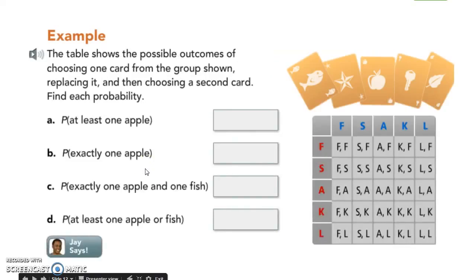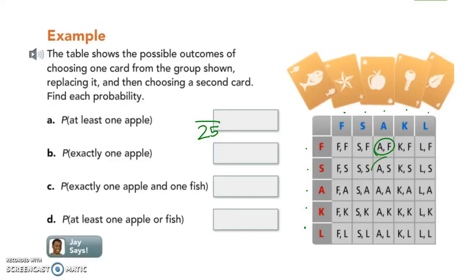Okay, looking at this table, they have given us the sample space of the combinations of the fish, star, apple, pea, and leaf cards. We're playing some kind of a game, I guess. All right, what is the probability of at least 1 apple? Well, first I need to know how many possible outcomes I have. And I see that this table is 5 by 5. So 5 times 5 means I have 25 different combinations together. So that's going to be the bottom of my probability. How many of these have at least 1 apple?